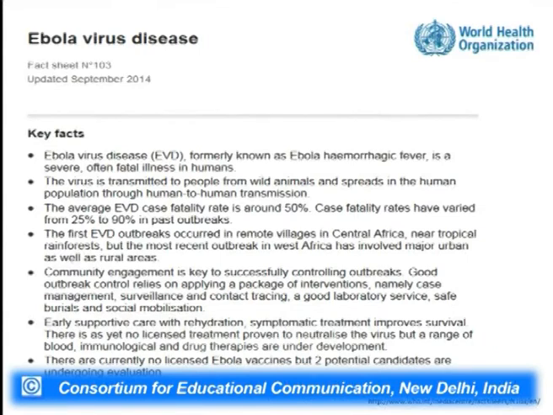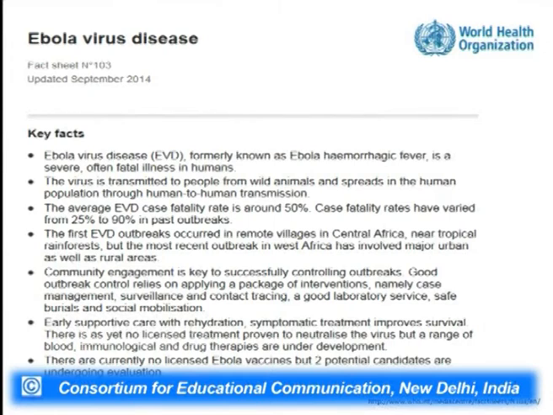Now as you can see, this is a fact sheet of September 2014. The Ebola virus disease, also called Ebola hemorrhagic fever, is a severe fatal disease in humans. This fact sheet is given by WHO, that is World Health Organization. The virus is transmitted to people from wild animals and spreads in the human population through human to human transmission.